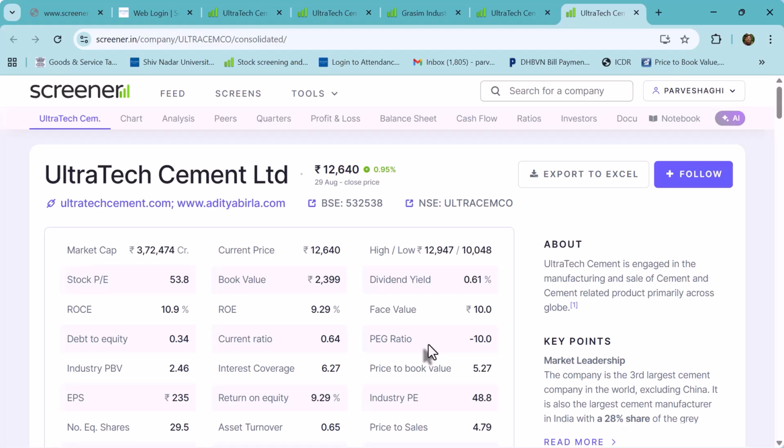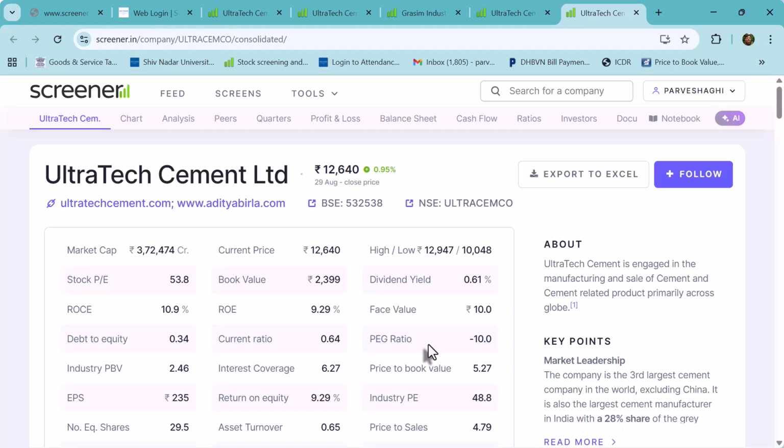Either you may get 40 divided by 30, so that means it will be 1.33, or you may get 40 divided by 20, you may get 2. Or you may get another number, 30 divided by 40, which will be 0.75. So numbers will be like this, either greater than 1, less than 1, or equal to 1. When it is trading at higher than 1, then we say that the company is trading at a premium to its growth.